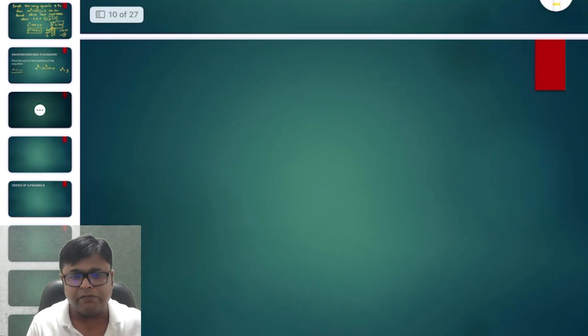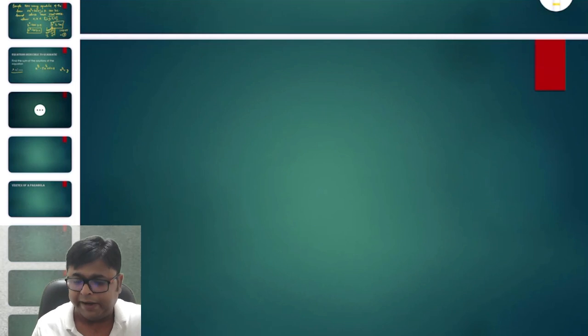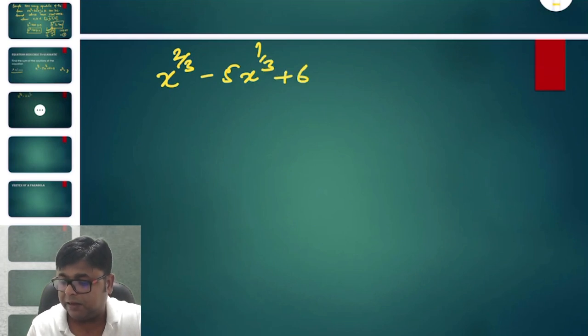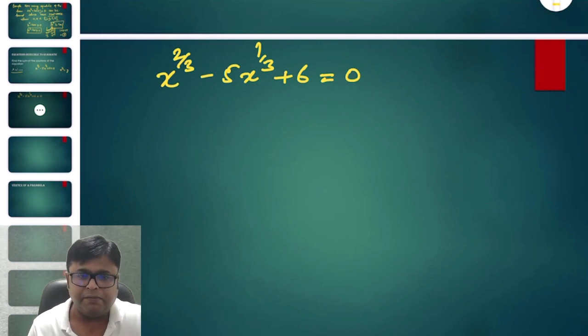Now sometimes equations are not directly quadratic, but we have to convert them into a quadratic. Like for example, suppose I say x to the power 2/3 minus 5x to the power 1/3 plus 6 is equal to 0. And I have to solve such an equation which has powers which are not integers, powers in fractions. Now, if I solve it through the normal method, it might take a lot of time, right?